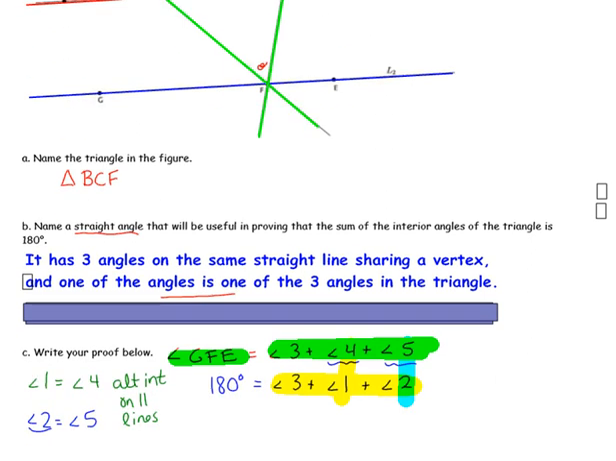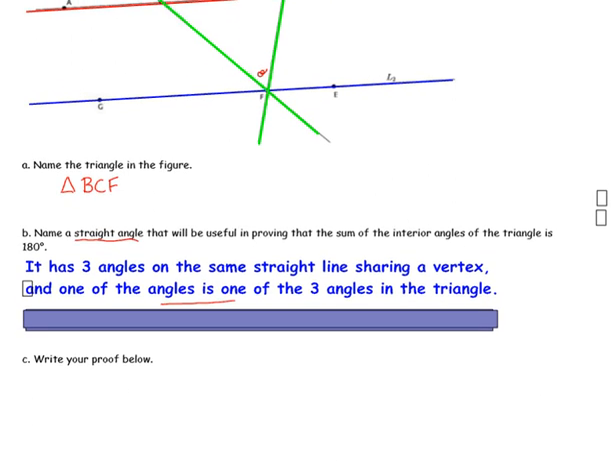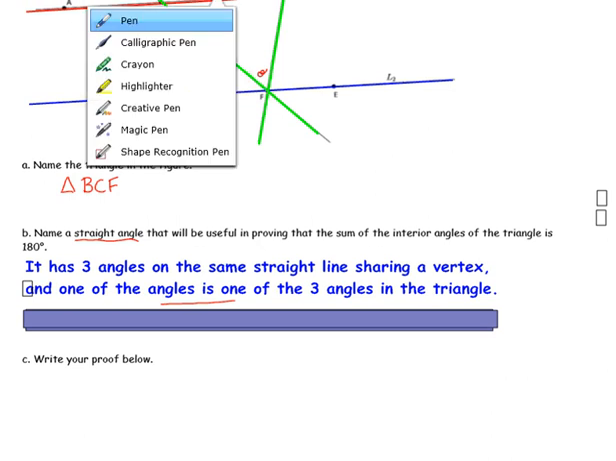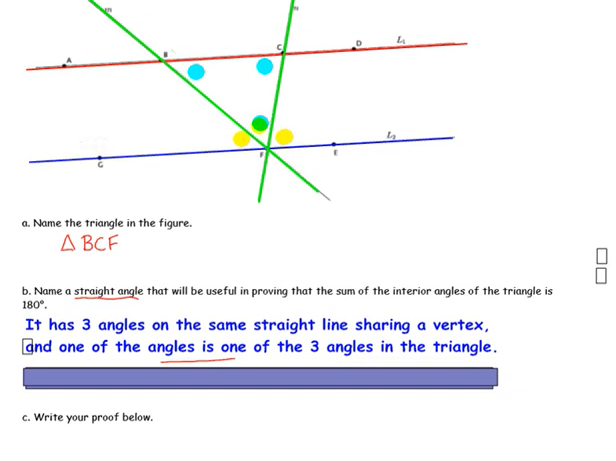Next, write your proof below. All right, so the proof: we know that 3 angles have a sum of 180 degrees when they're on a straight line. And we want to use one of them that is part of the triangle. So we want to use these 3 angles. We know that those 3 angles will add up to 180 degrees. We want to show that these 3 angles also add up to 180 degrees. So we'll take a look at the angle relationships on the parallel lines.